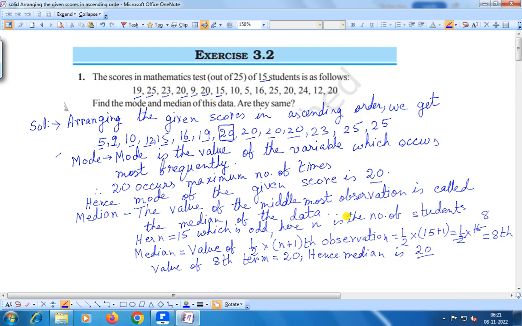Here you see the mode is also 20, right? The question, are they same? The answer is yes, both the values are same.